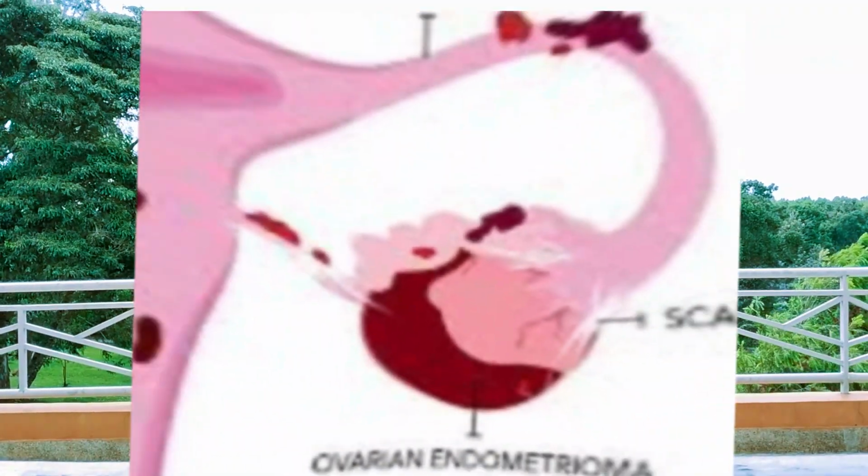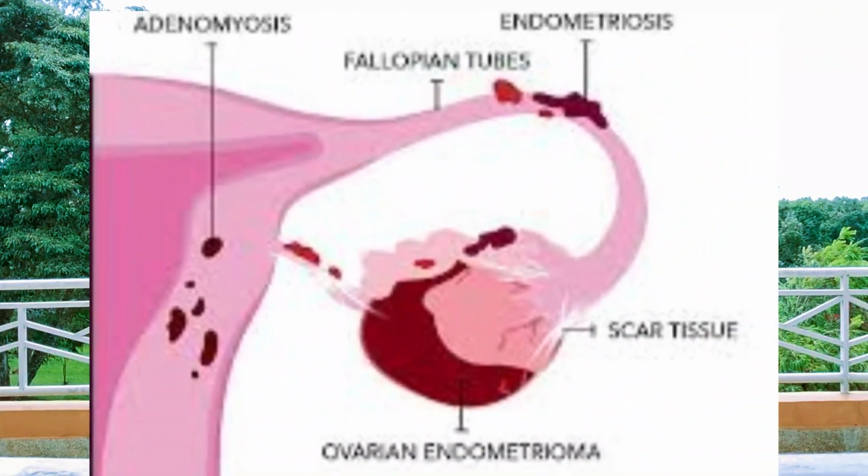So these cells can stick on the oviduct and grow. This blood contains the cells and tissues of the endometrium, so they stick and grow, and this can cause endometriosis. So that is retrograde menstruation. That's one thing that can cause endometriosis.